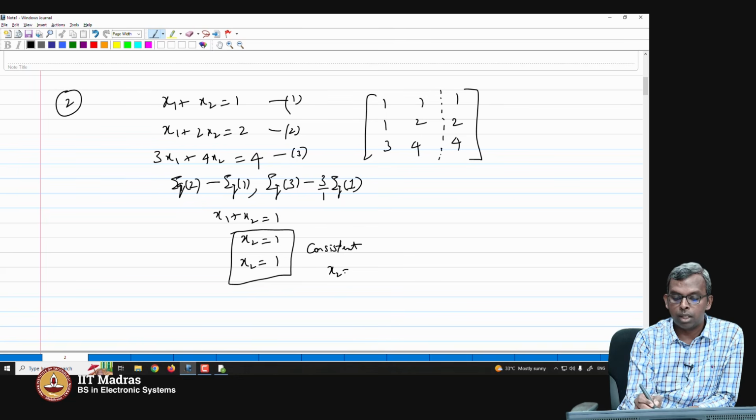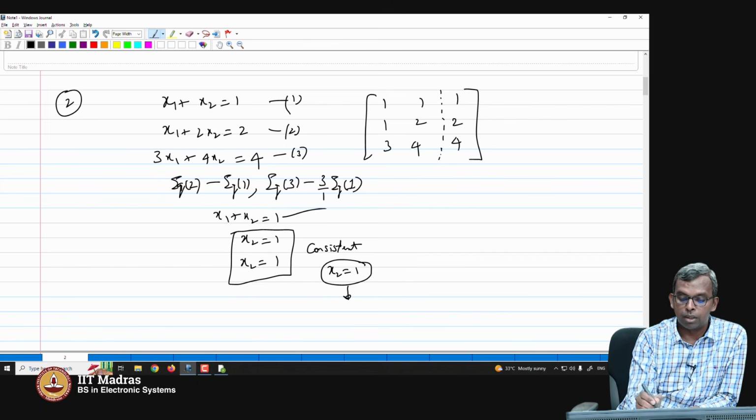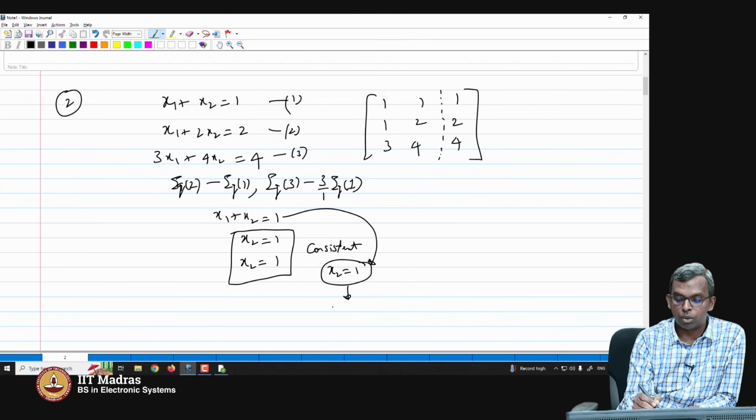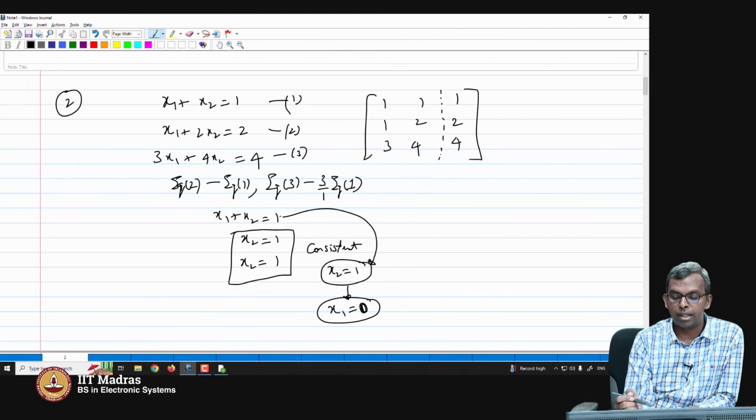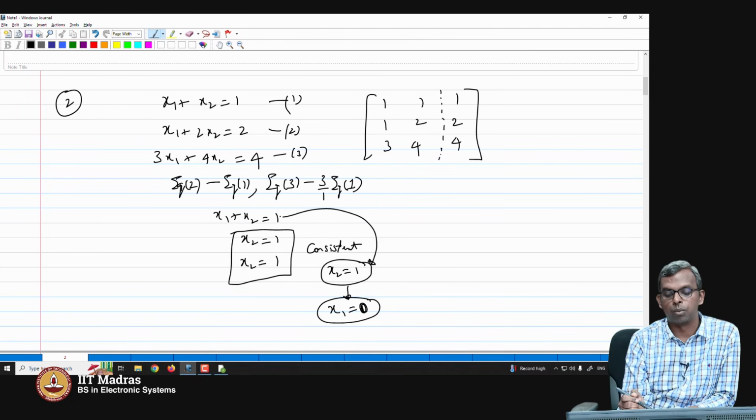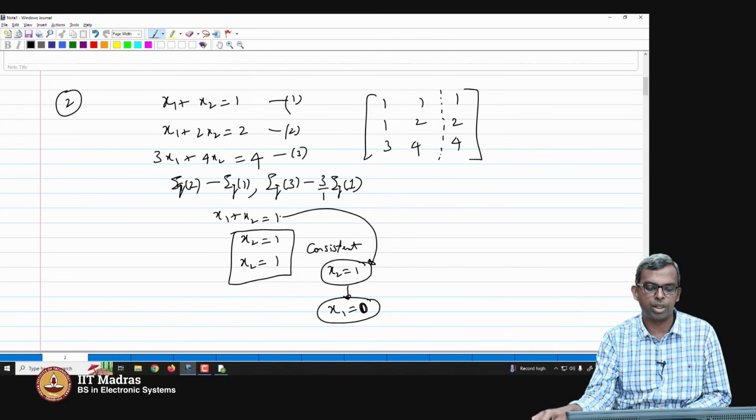X2 equals 1 is your solution. So now once you put x2 equals 1, if I use this equation, it immediately gives you x1 equals 0. You put x2 equals 1 here, you're going to get x1 equals 0. Okay, so notice how this equation got solved.